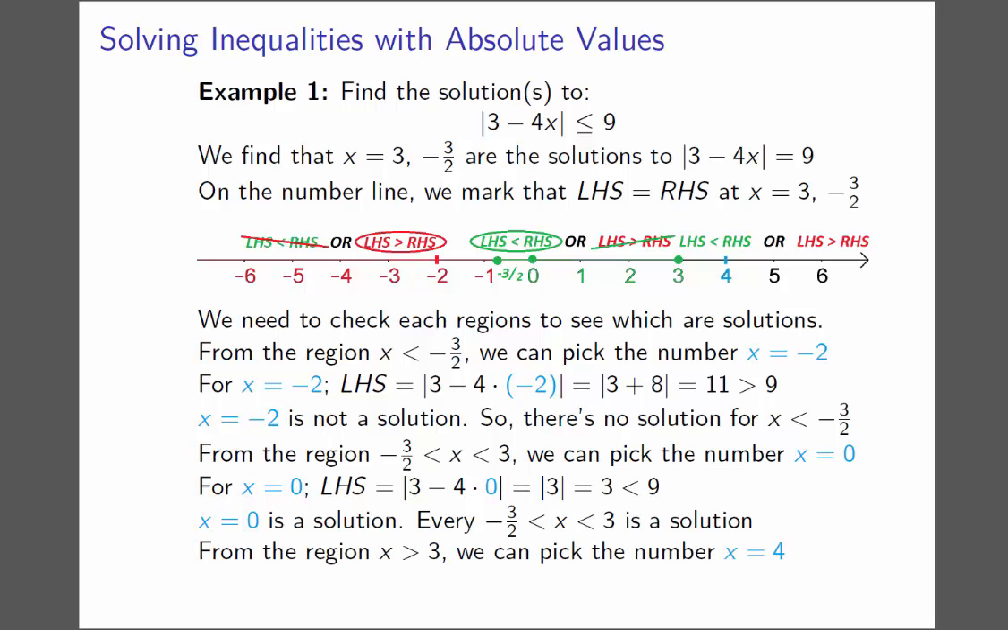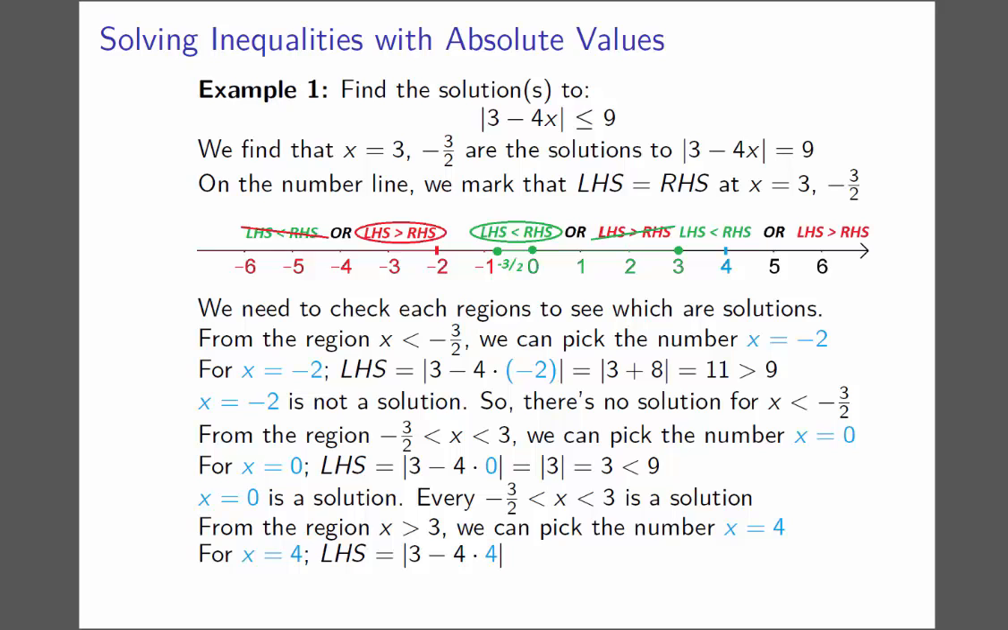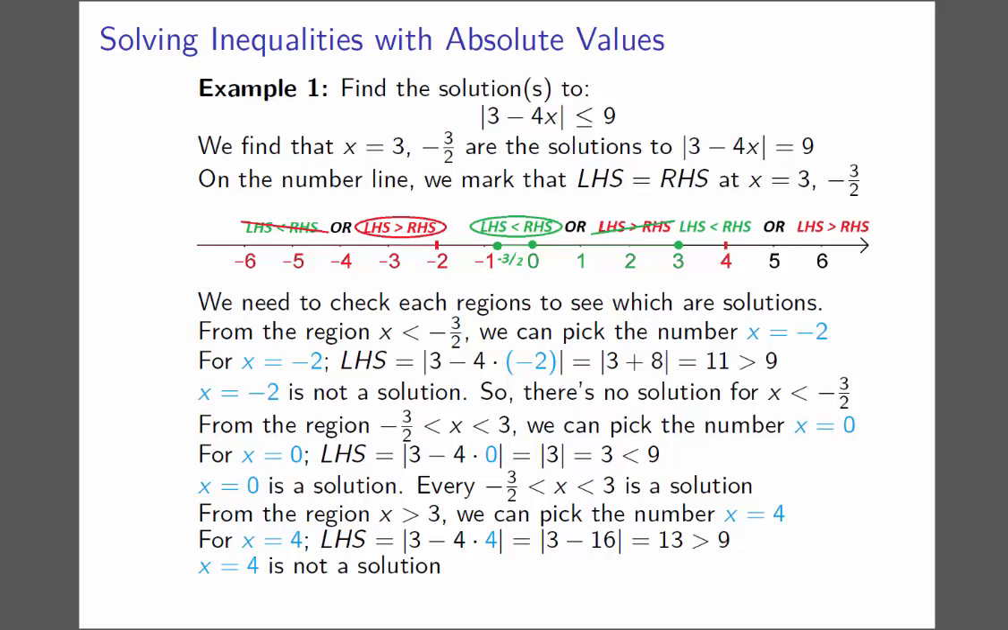Lastly, we need to check the region x bigger than 3. Here, we can pick x equals 4. And for x equals 4, we can compute the left-hand side as 3 minus 4 times 4, which is 3 minus 16 in absolute value, which is 13. So, 13 is bigger than 9, meaning that x equals 4 is not a solution. Again, since it's all or nothing, and x equals 4 is not a solution, all the values of x bigger than 3 are not solutions as well.